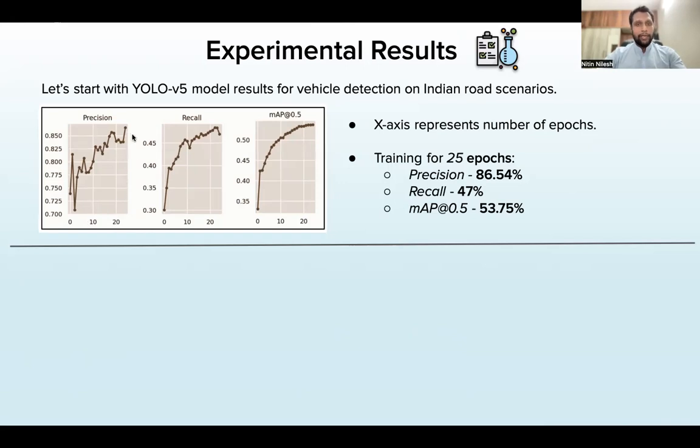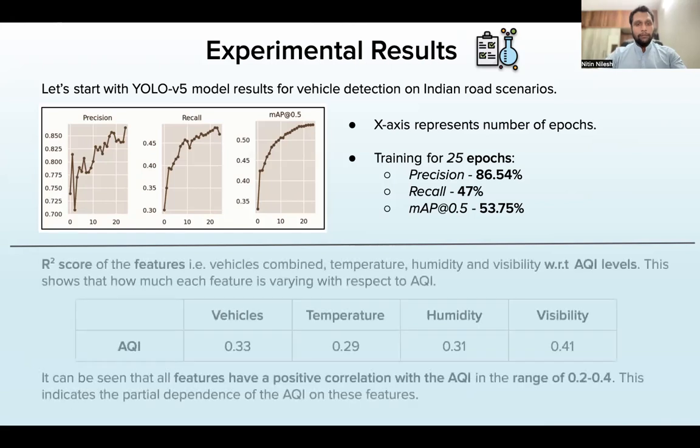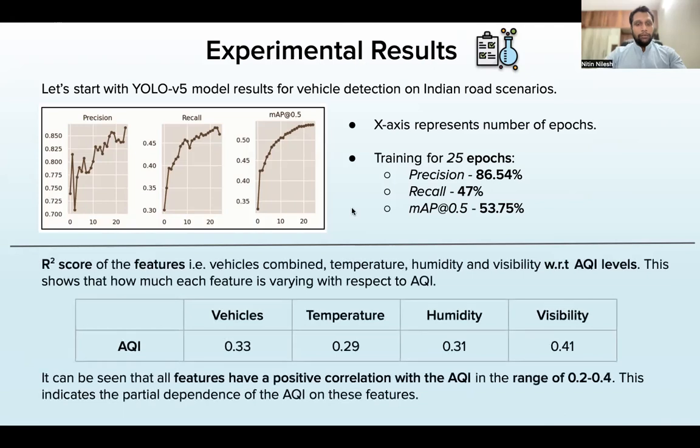The precision we got is 86.54%, with 0.47% recall and 53.75% mean average precision. This shows the R2 score of the features, that means with respect to the AQI levels, how the features are varying. And the features here are vehicles combined, temperature, humidity, and visibility.